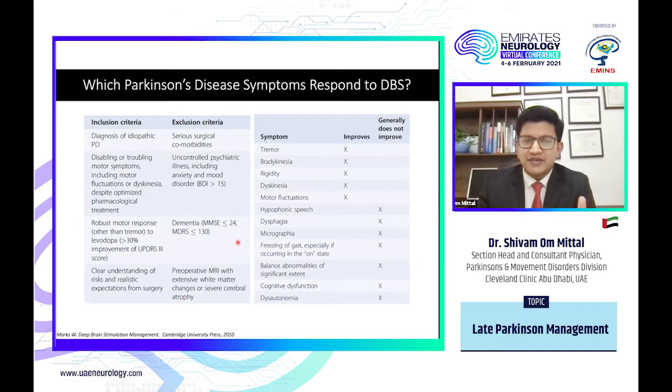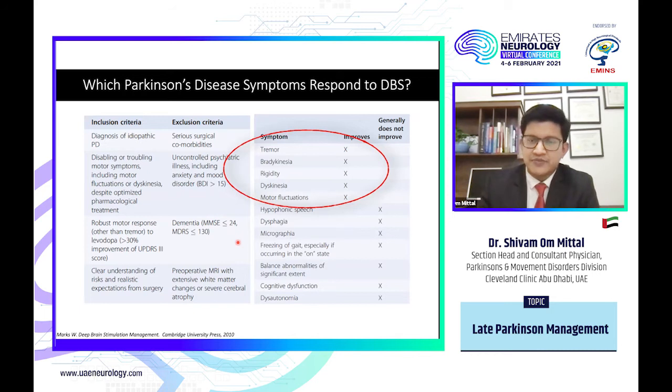And if yes, then the patient needs a lot of further investigation, such as neuropsych testing, physical therapy evaluation, speech therapy evaluation, a lot of counseling before we really go for the DBS surgery, because it is a commitment. And the symptoms that improve with DBS, as we are aware, are the tremor, the bradykinesia, rigidity, dyskinesia, and the motor fluctuations.